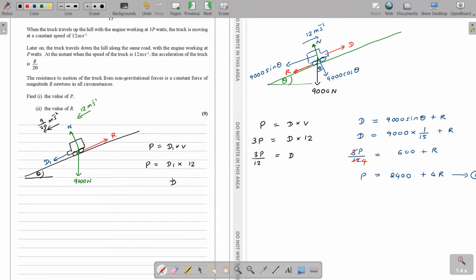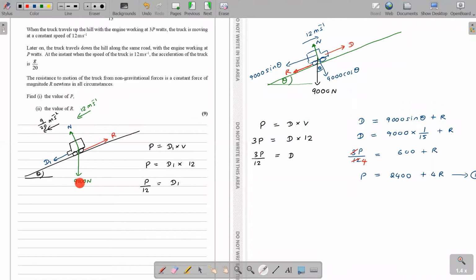Do you agree with me? So driving force is P over 12. Do you agree? Now in the next part of the question, am I going to make forces balanced? For the next part, you saw in the earlier question, I made the upward forces equal to the downward forces because the object was traveling at a constant velocity. But now they say it's accelerating.